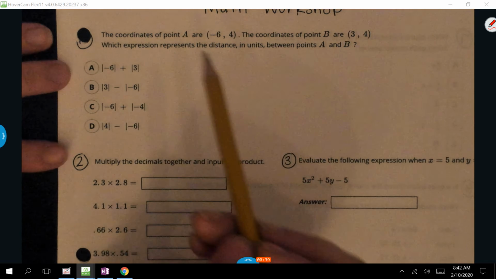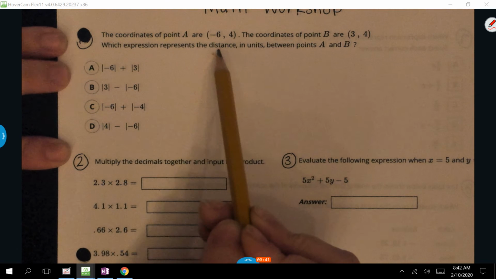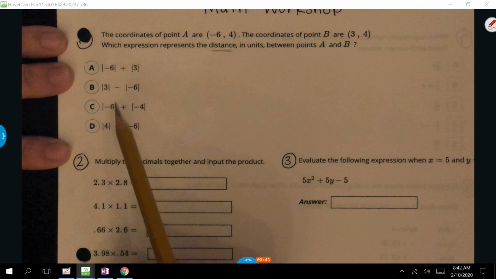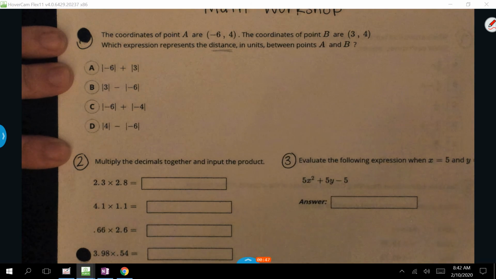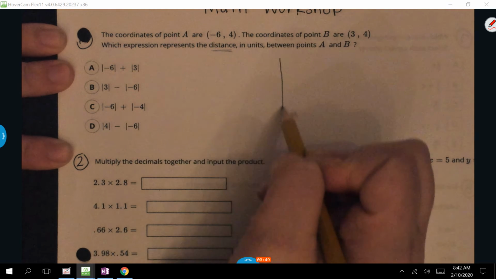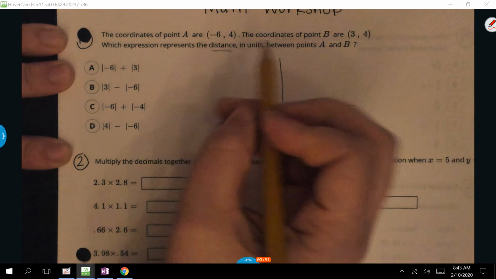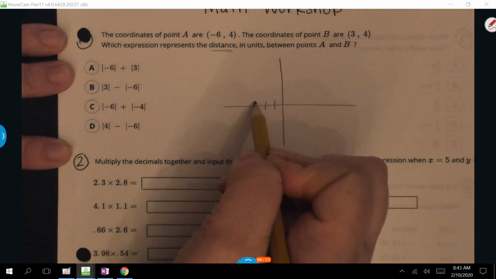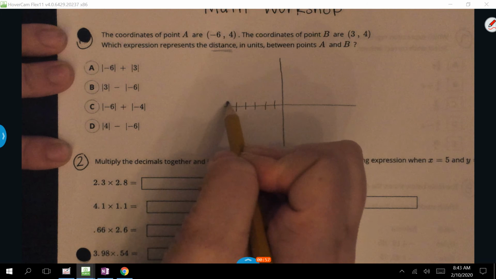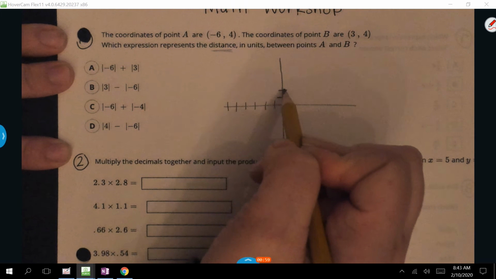If we don't know what to do, it says, which expression represents the distance? Those don't really look like the distance we've done. So let's draw it out and see what it looks like. I'm going to draw out my coordinate plane. It says A is at negative 6, 4. So I'm going to go backwards: 1, 2, 3, 4, 5, 6, and then up: 1, 2, 3, 4.